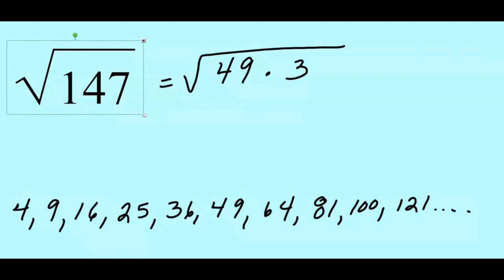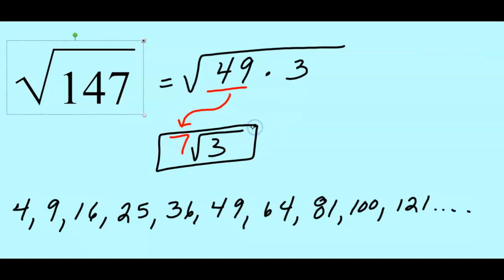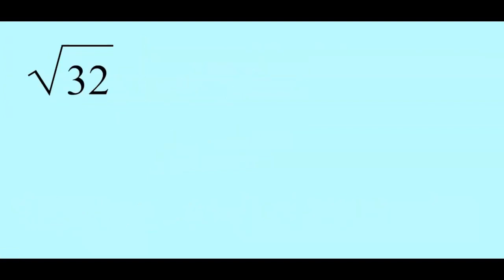And the reason we want to find a perfect square is because we want to be able to take the square root of that number. So the square root of 49 is 7. And then the square root of 3 is not big enough to be simplified, so it has to stay underneath the radical. So the square root of 147 can be simplified to 7 square root of 3. So hopefully you recall that concept from Algebra 1.